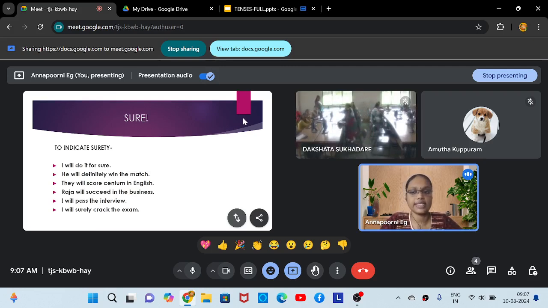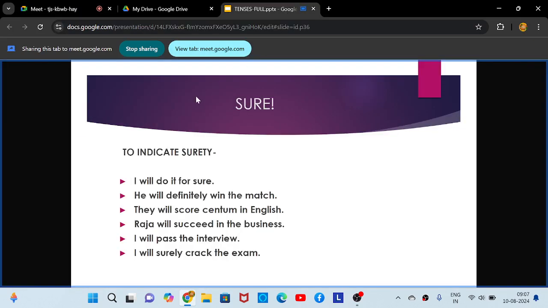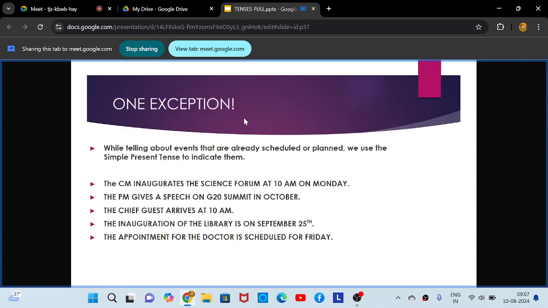So in all these examples, you are using the word will, and the structure is subject plus will plus V1 plus object. In these examples, you can see that do, win, score, succeed, pass, crack, all these are in the V1 form, the V1 form of the verb. Clear? So this is how simple future tense is commonly used.